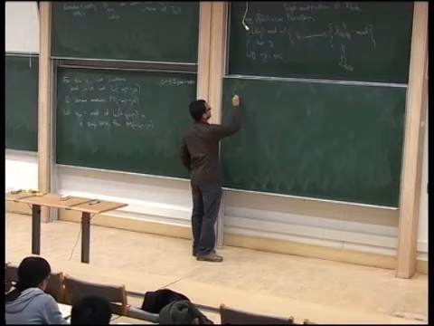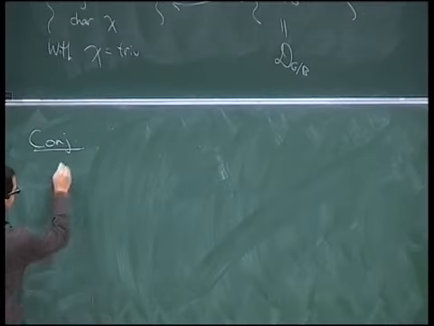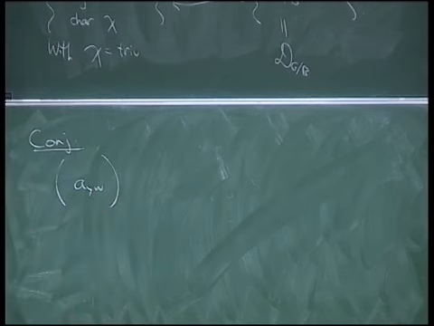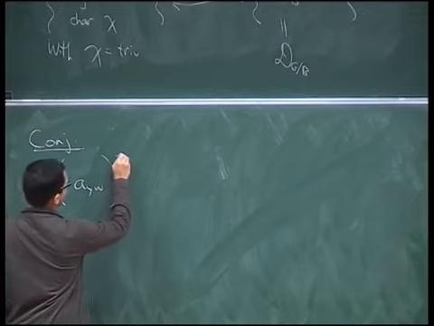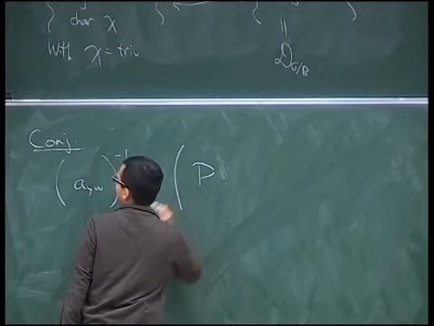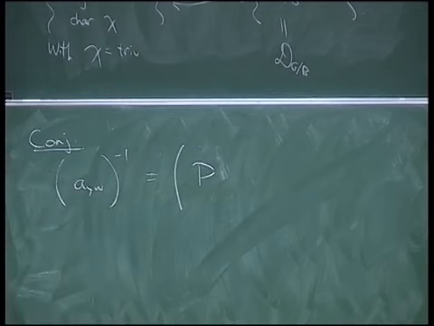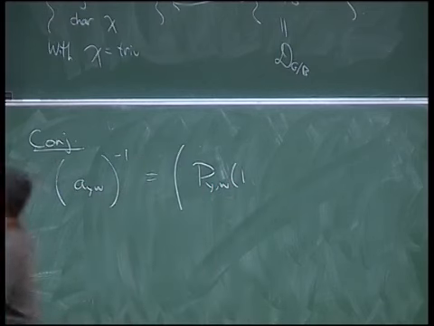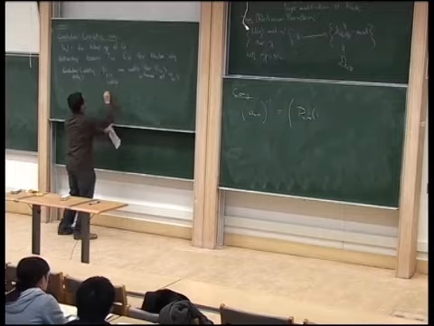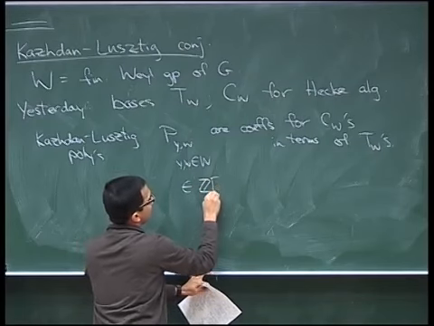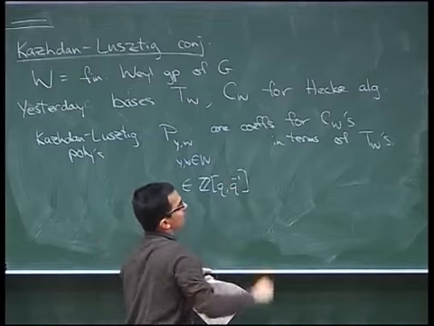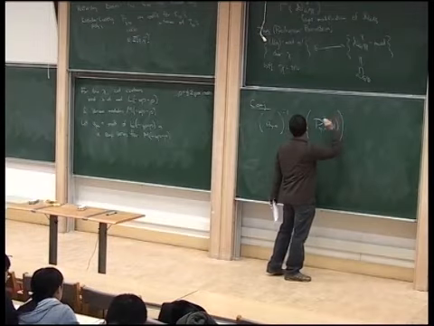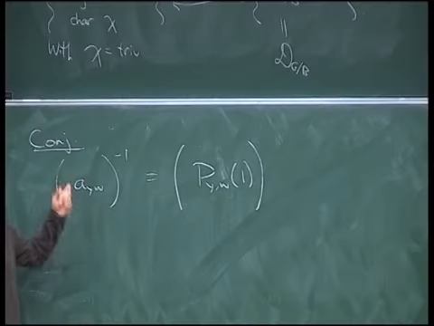Okay, then the conjecture is that if you take the matrix of all the a_{y,w}, so this is a matrix whose rows and columns are both labeled by elements of the Weyl group, then the inverse of that matrix is given by taking the Kazhdan-Lusztig polynomials, which come from the structure theory of Hecke algebras. Those are polynomials, in principle in the ring of Laurent polynomials. Evaluate them at 1, you get a matrix, and that's the inverse of this matrix of multiplicities.